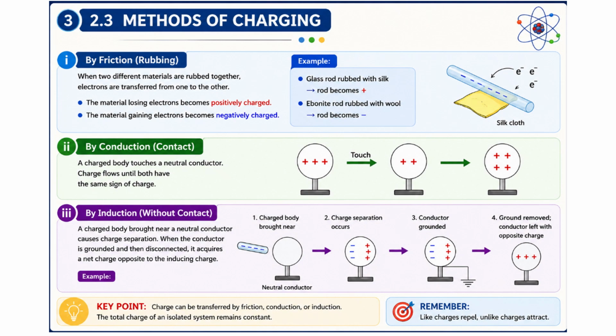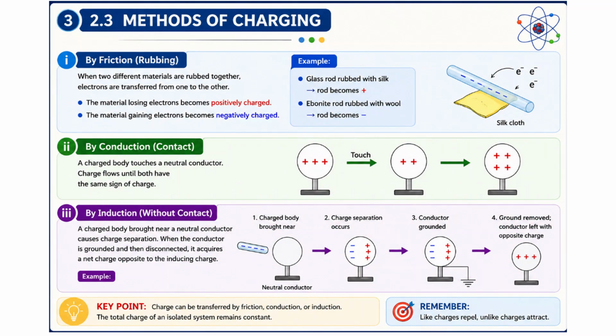Then case number 3 is charging by induction. This is a very important area of application, especially in physics. So this is contact without contact. We are talking about charging by induction, in other words, without contact. If you remember, the previous case is about contact, so this case is without contact.